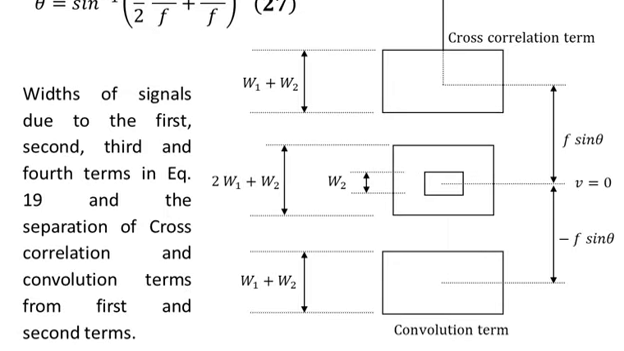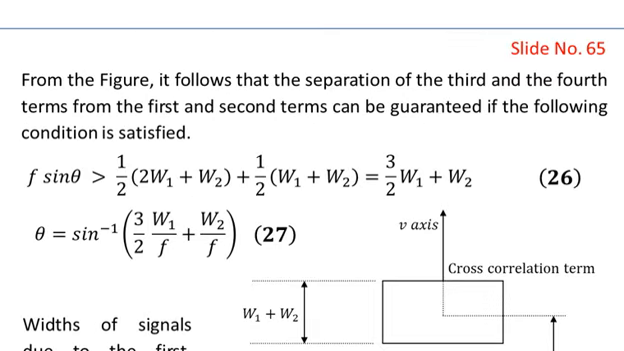So half value of this quantity and of course half value of this quantity. So the separation of f sine of theta should be greater than that one. That is half from the central region and half from each of the cross correlation term or the convolution term. So you see that if f sine of theta is greater than the half values of these widths, then you know that this becomes a total of 3 by 2 W1 plus W2 as given in equation number 26.